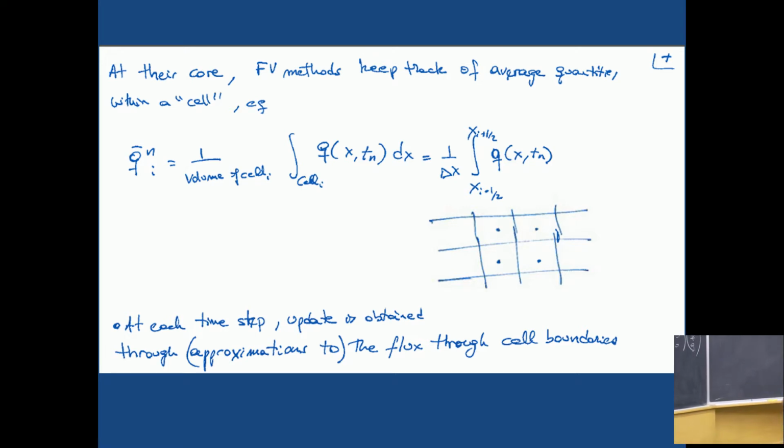So at the core of these methods is recognizing the following. So imagine you have this equation, and now imagine a cell in space. This is telling me that the rate of change of q has to do with the gradient of some function equal to 0. So now I can imagine integrating this in the cell. So I'm going to integrate in dt and dx, the whole thing.